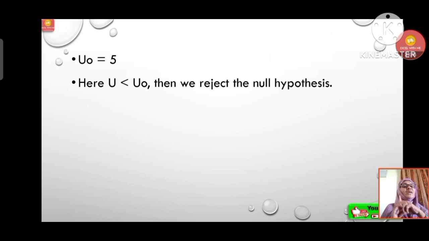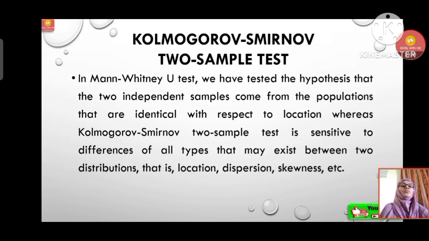Now the Kolmogorov-Smirnov 2 sample test. In the Mann Whitney U-test, we tested the hypothesis that the two independent samples come from populations that are identical with respect to location, whereas the Kolmogorov-Smirnov 2 sample test is sensitive to differences of all types that may exist between two distributions, that is location, dispersion, skewness, etc. Therefore, it is referred to as a general test.